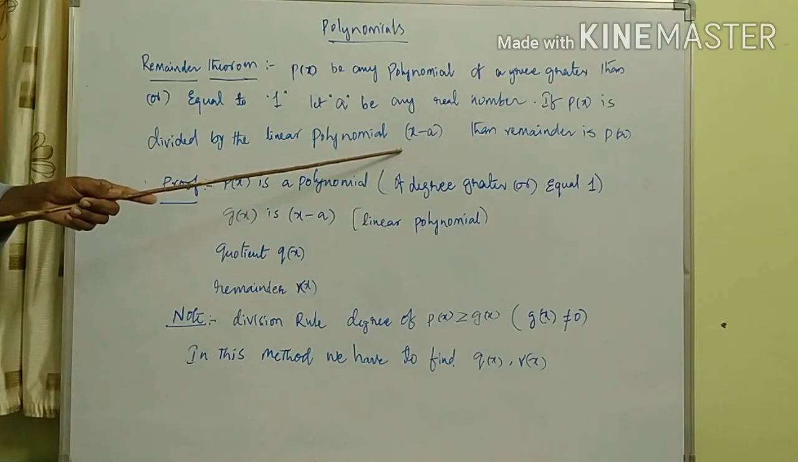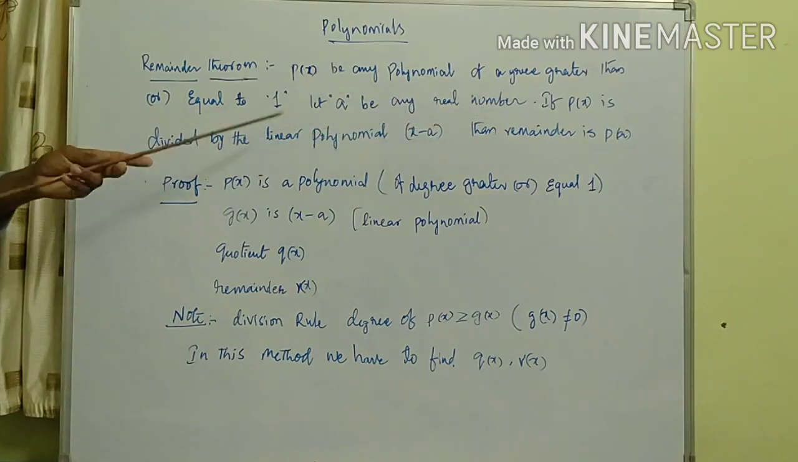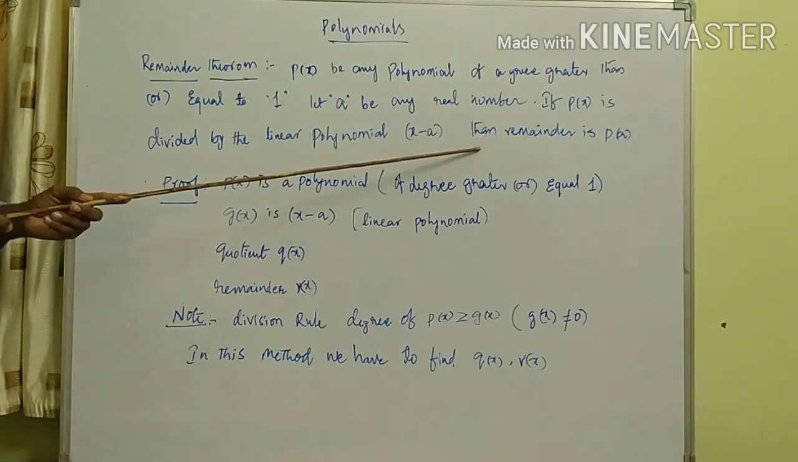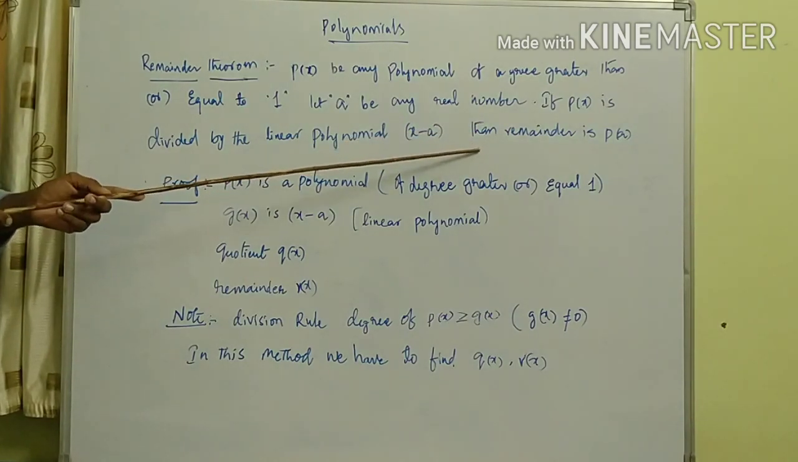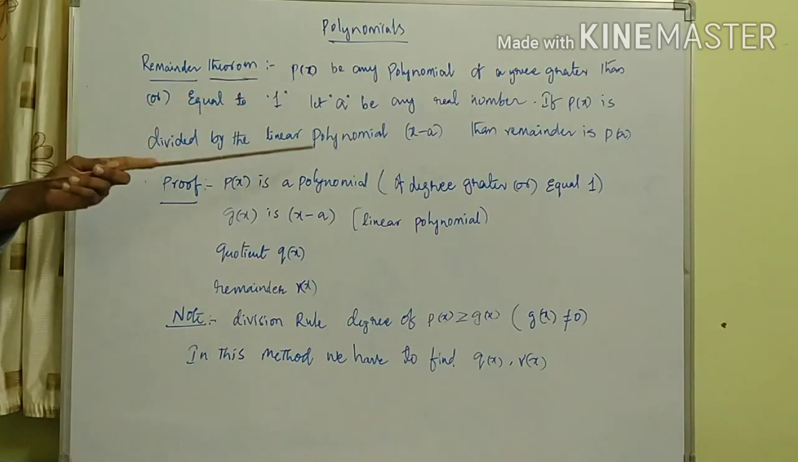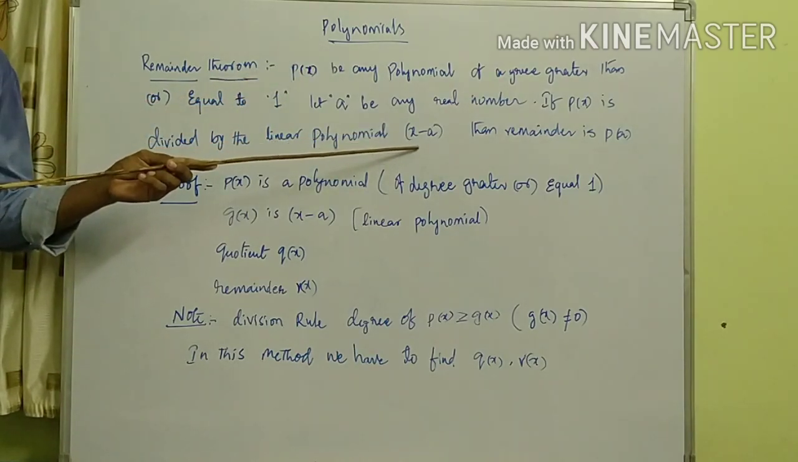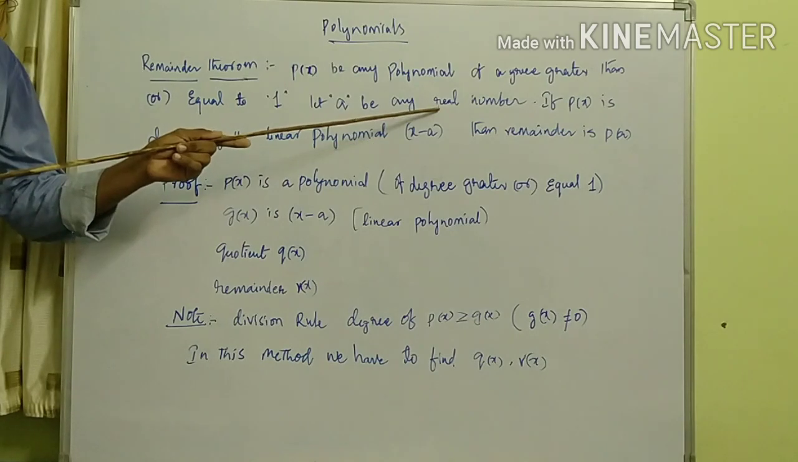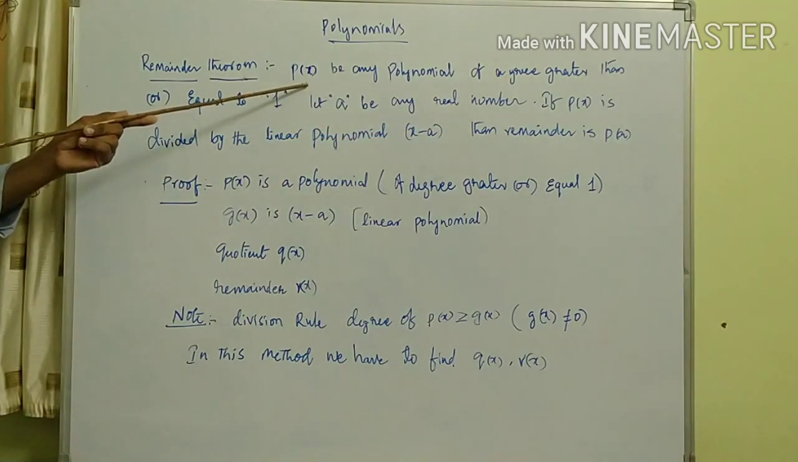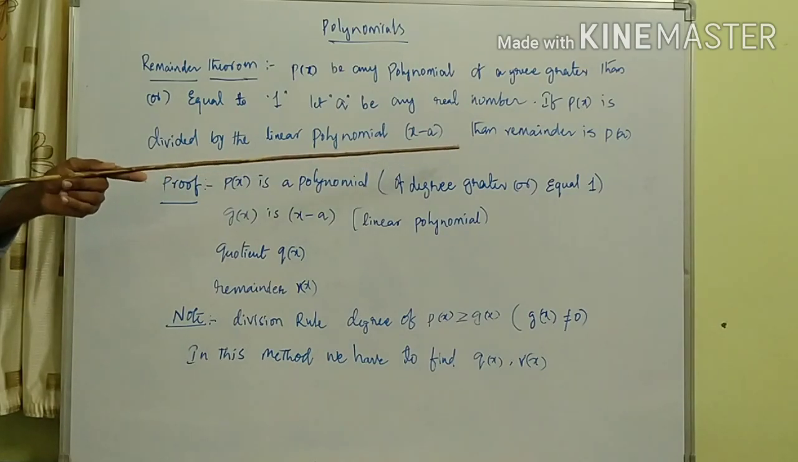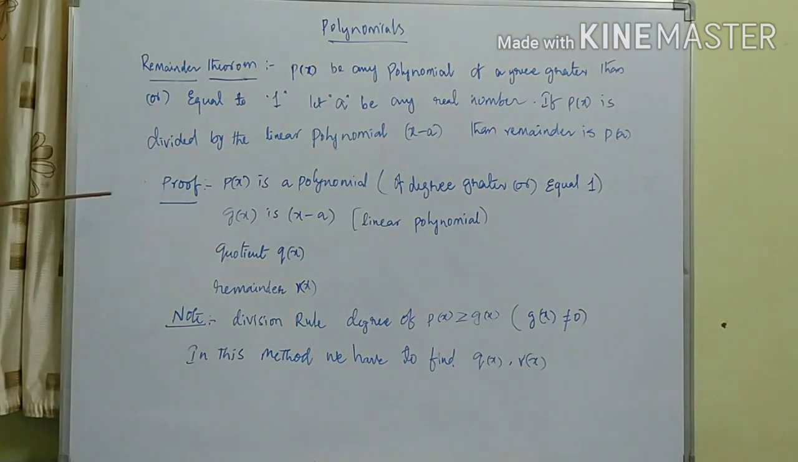In the long division method, if P of x is divided by the linear polynomial x minus a, then the remainder is P of a. It means in the long division method, the polynomial P of x is divided by the linear polynomial x minus a, and we get some remainder. This is equal to what we get when we substitute this real number in the given polynomial P of x. Both results are the same. So next, the proof.